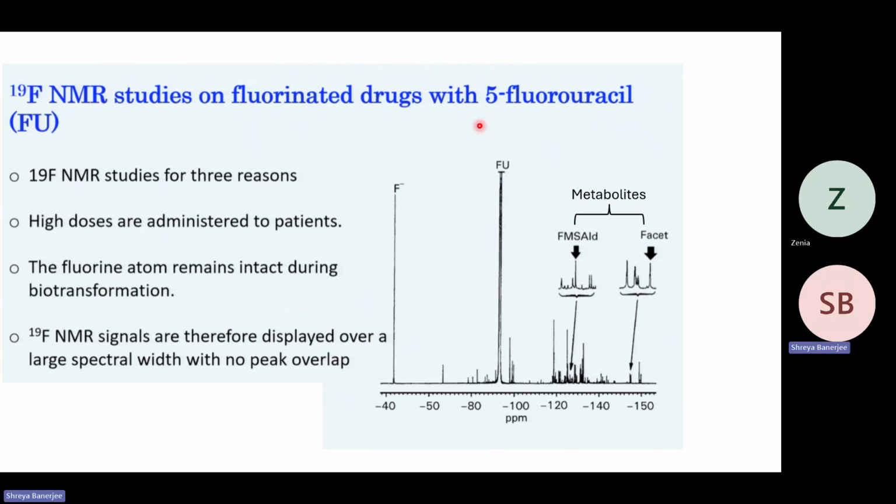19F studies on fluorinated drugs with 5-fluorouracil. So in this 19F studies, high doses are administered to patients. The fluorine atom remains intact during biotransformation. So no matter how the drugs are metabolizing, the fluorine atom remains intact. And they are displayed over a large spectral width and there is no peak overlap. So these are advantages of 19F.